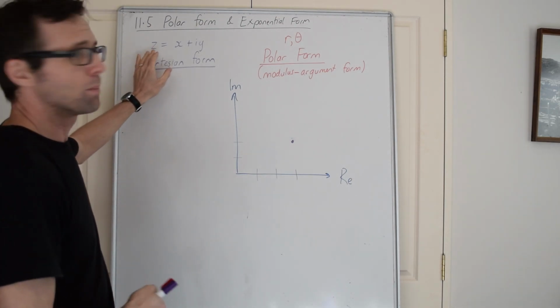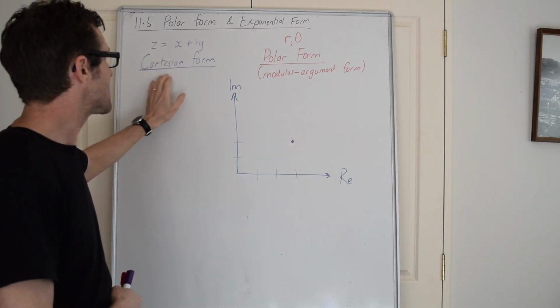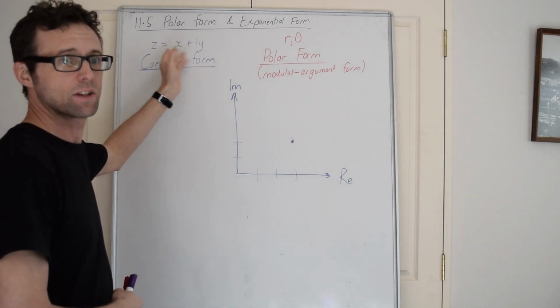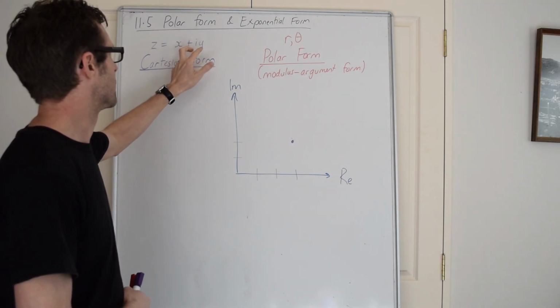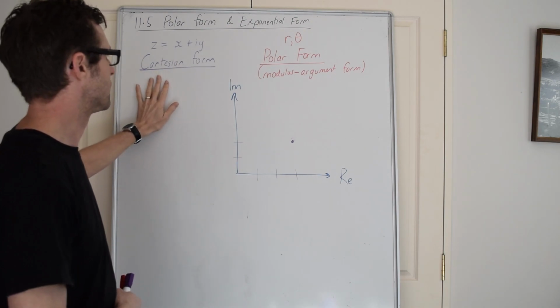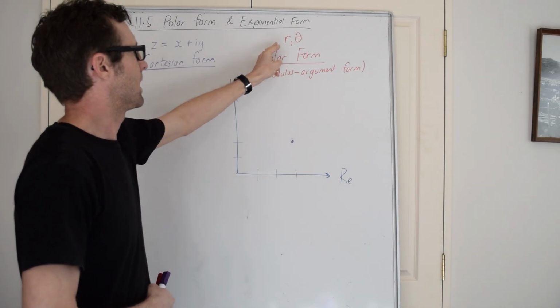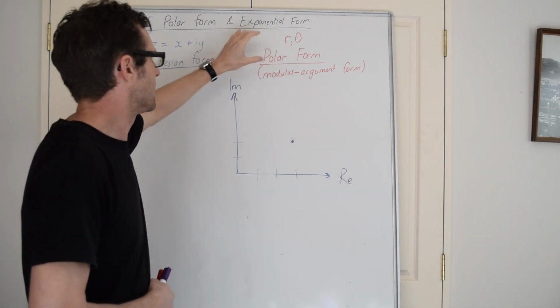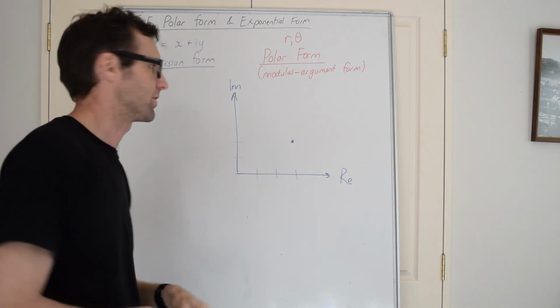You're familiar with our complex number z being expressed in Cartesian form, which is where we give an x, a real coordinate, and then an imaginary coordinate, iy, right? Okay, that's Cartesian form. We're going to look at polar form, which is expressed with r, theta. Now let me explain how this works.